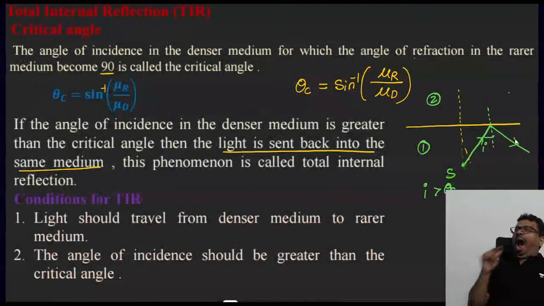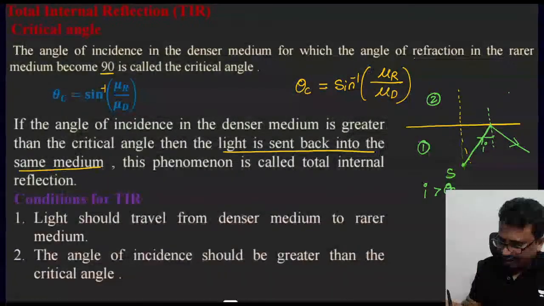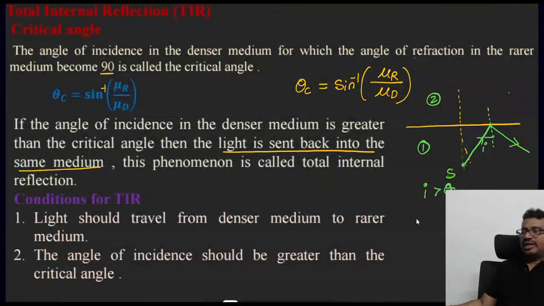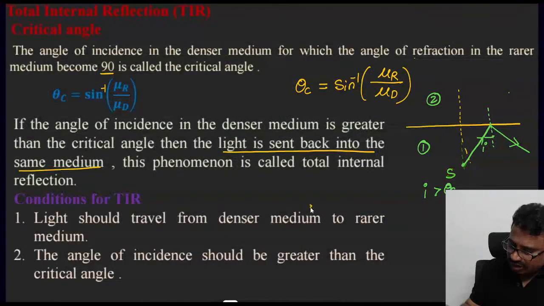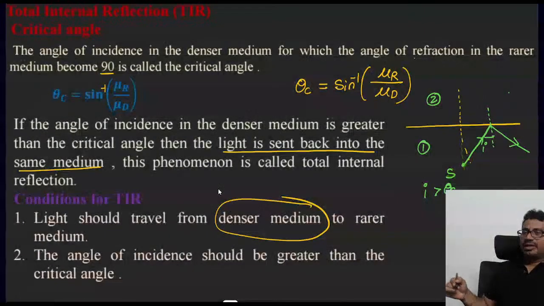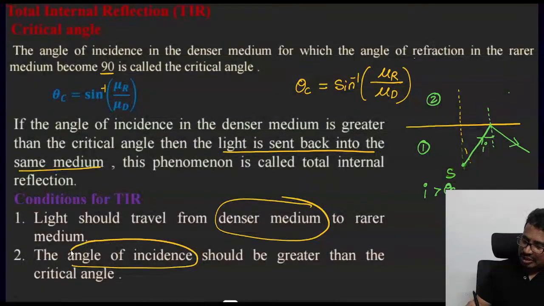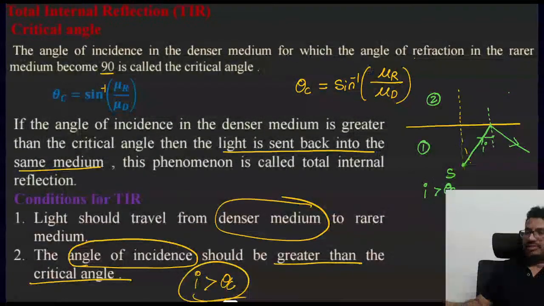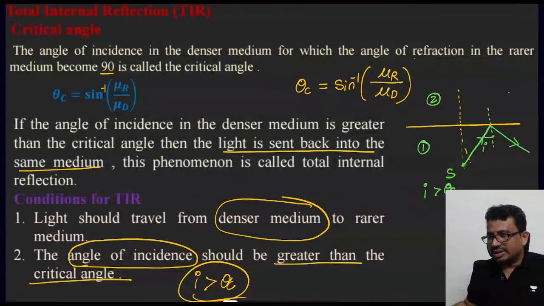And the conditions for TIR. What are the conditions now? The first condition: light should travel from the denser to the rarer medium. Keep in mind, denser medium to rarer medium. The other condition: the angle of incidence must be greater than the critical angle, that is, I must be greater than theta c. If these two conditions are satisfied, then only can TIR happen.